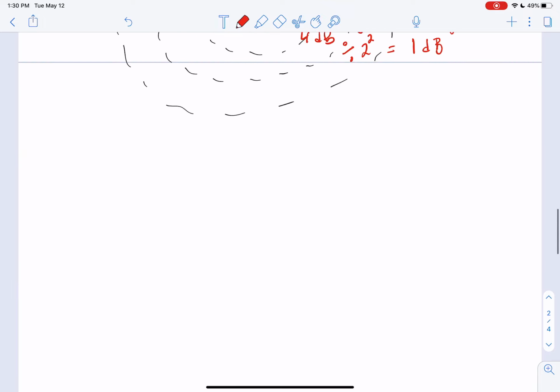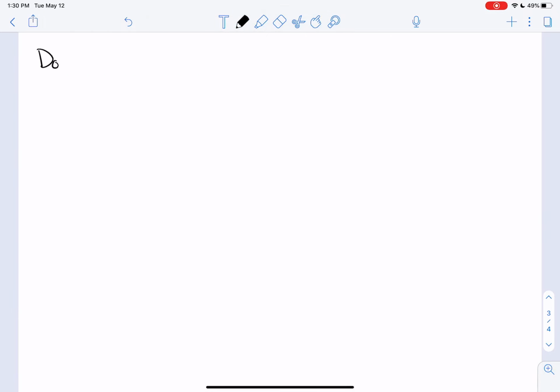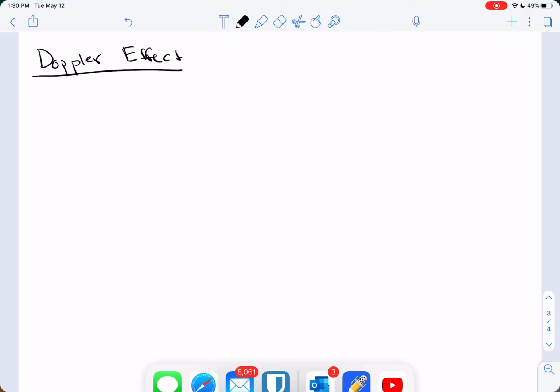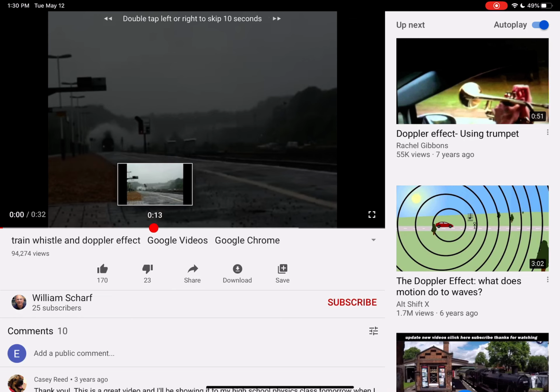The next thing I want to talk about is the Doppler effect. Now, we have all experienced the Doppler effect. I'm going to show you a little video example of this. So this is of a train.